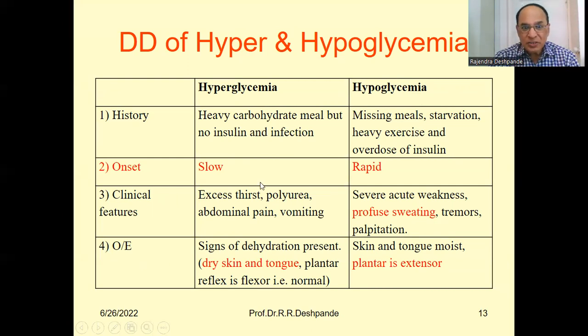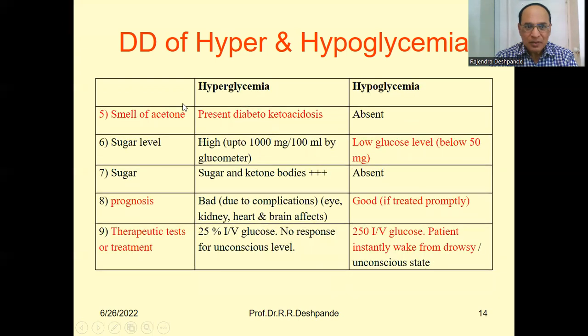On examination, signs of dehydration in hyperglycemia: dry skin and tongue. Plantar reflex is flexor, that is normal. But in hypoglycemia, skin and tongue are moist. Here it is dry, here it is moist, and the plantar, Babinski sign, is extensor. Extensor, remember. Now, in hyperglycemia, smell of acetone is present in diabetic ketoacidosis, like an alcohol smell, because acidic blood is there.